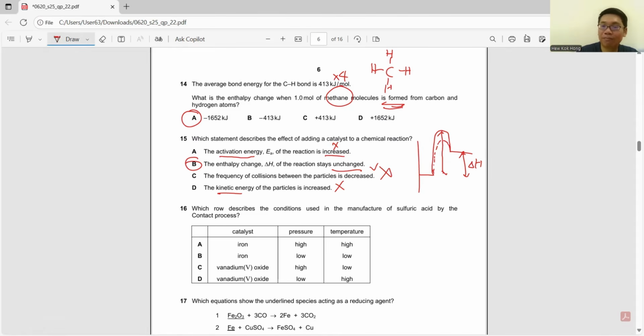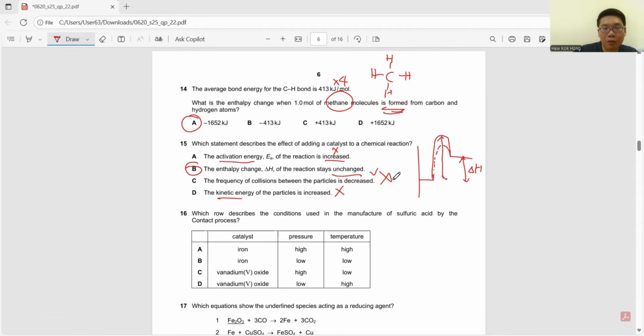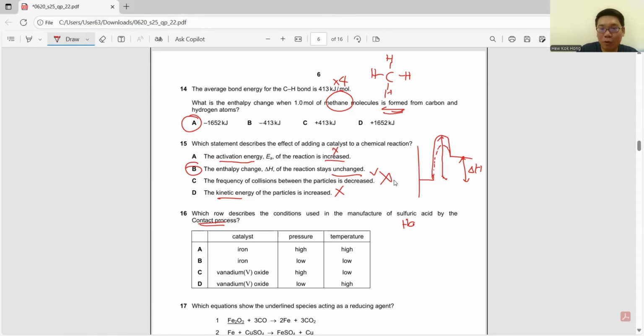So wrong. 16. Which row describes the condition used in manufacture of sulfuric acid by contact process? So we learn contact process and also Haber process. Make sure you know how to differentiate them. Contact process, we use vanadium oxide. Iron is for Haber process. And then for contact process, it uses 2 atmospheric pressure. Here we use 200 atmospheric pressure. And then both of them use 450 degrees C. So the pressure is considered low and temperature is still high. So answer is D.